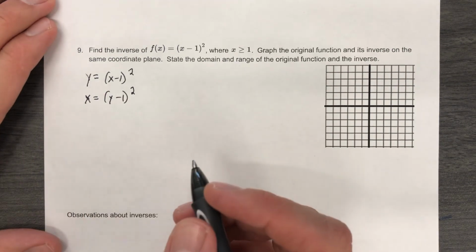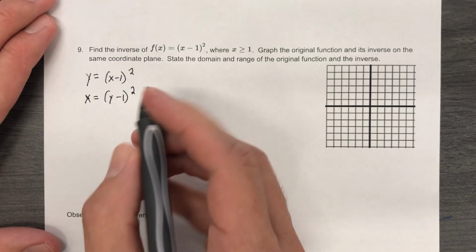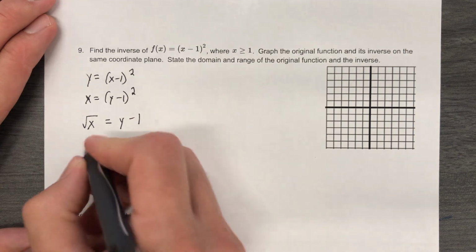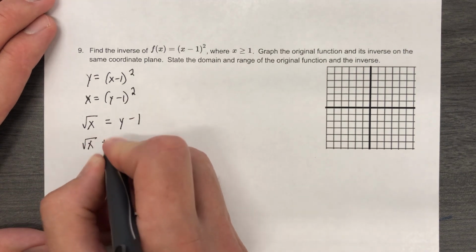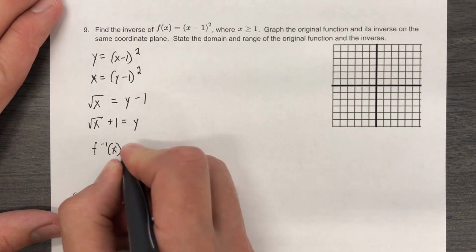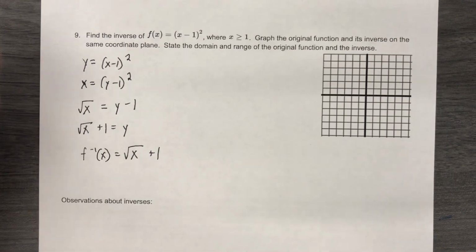So let's just keep moving along here. We're going to take the square root of this. That's going to get rid of the squared. So we're going to have the square root of x, and that's equal to y minus 1. And so then we'll have the square root of x plus 1, and that's equal to y. So what we really have is the inverse, which is equal to the square root of x plus 1.